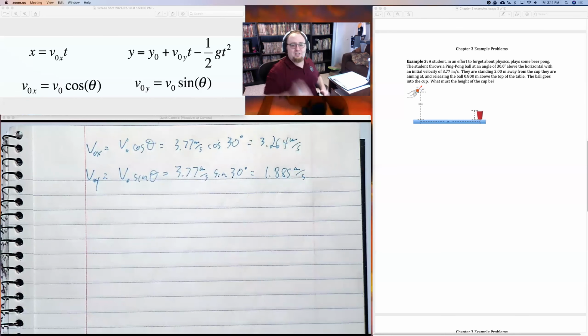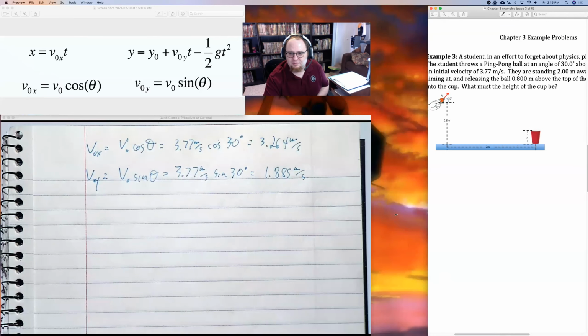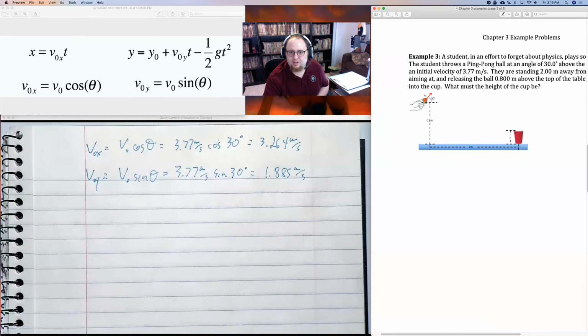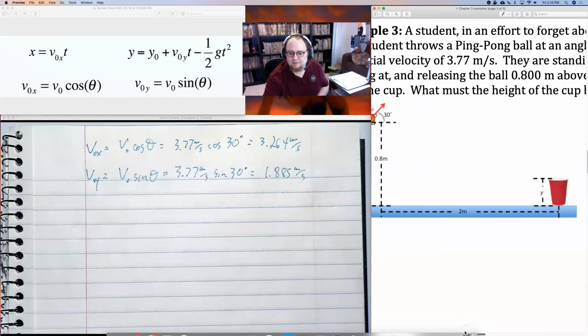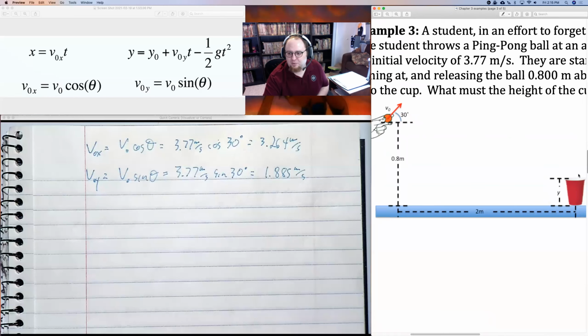Okay, now that I have that, let's actually read the problem and try to solve this. They are standing 2 meters away from the cup they are aiming at and release the ball 0.8 meters above the top of the table. The ball goes in the cup. What must the height of the cup be? I'm going to zoom into this picture for a second. It's released from this point and goes in right there. And for the record, I started backwards. I measured the height of a red solo cup and then solved for it. So if you know the cup height in meters, you get the right answer.